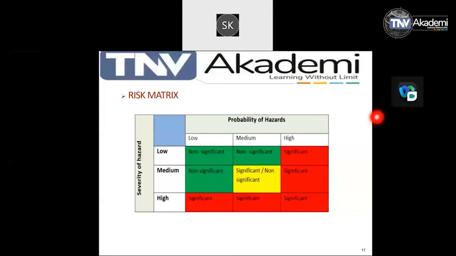For example, a step with a low ranking means it is non-significant, and its probability of occurrence is also low, so that is not significant. For any step where the criticality or probability is high, that should be significant. So on the basis of severity and probability, you can identify which one is more significant or which one is non-significant.